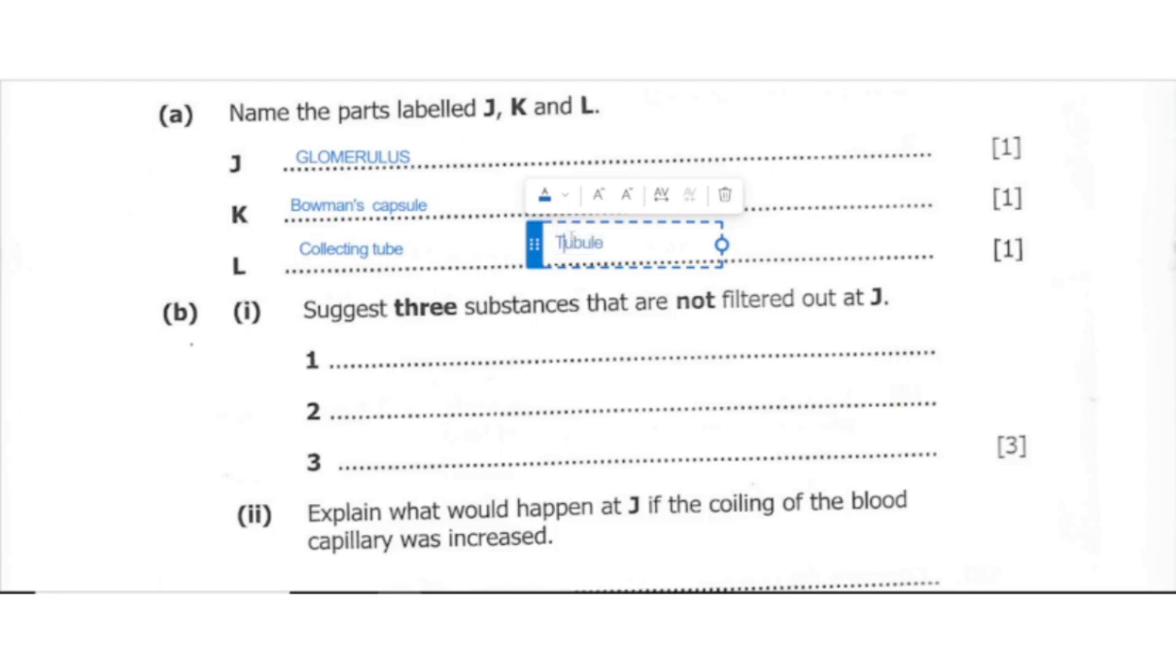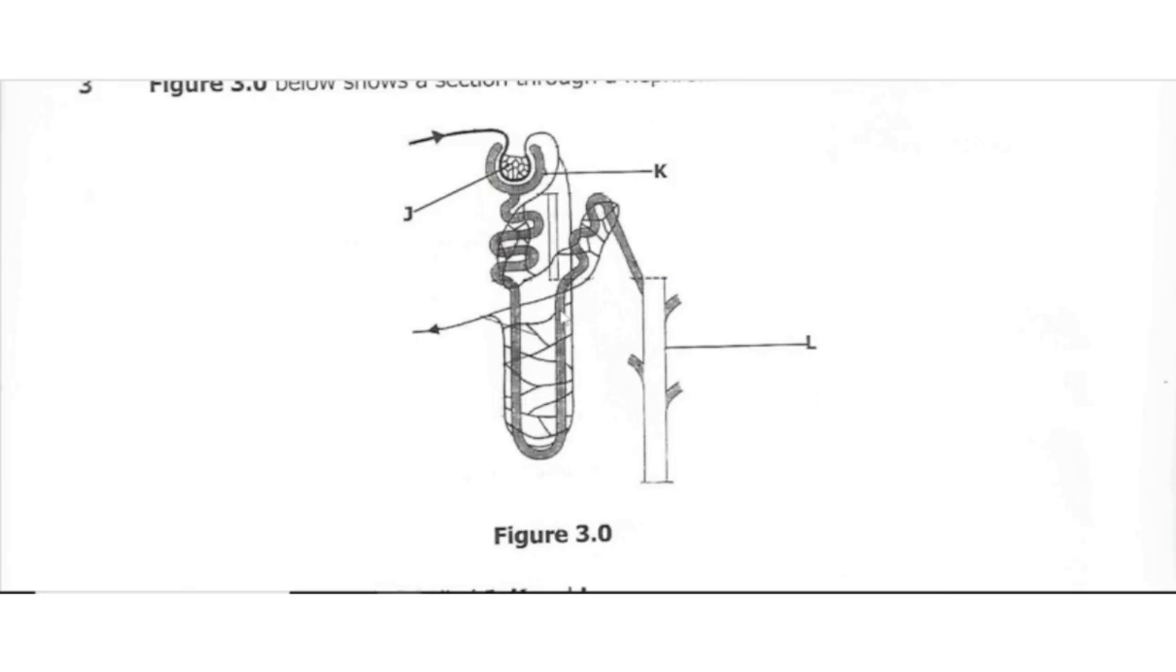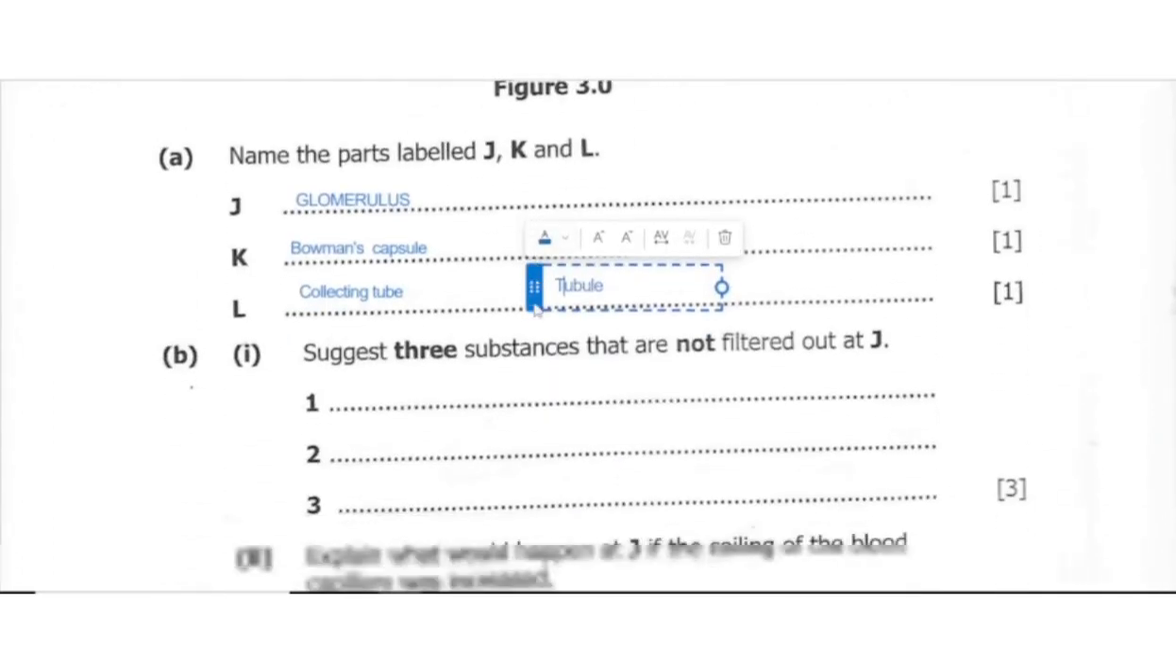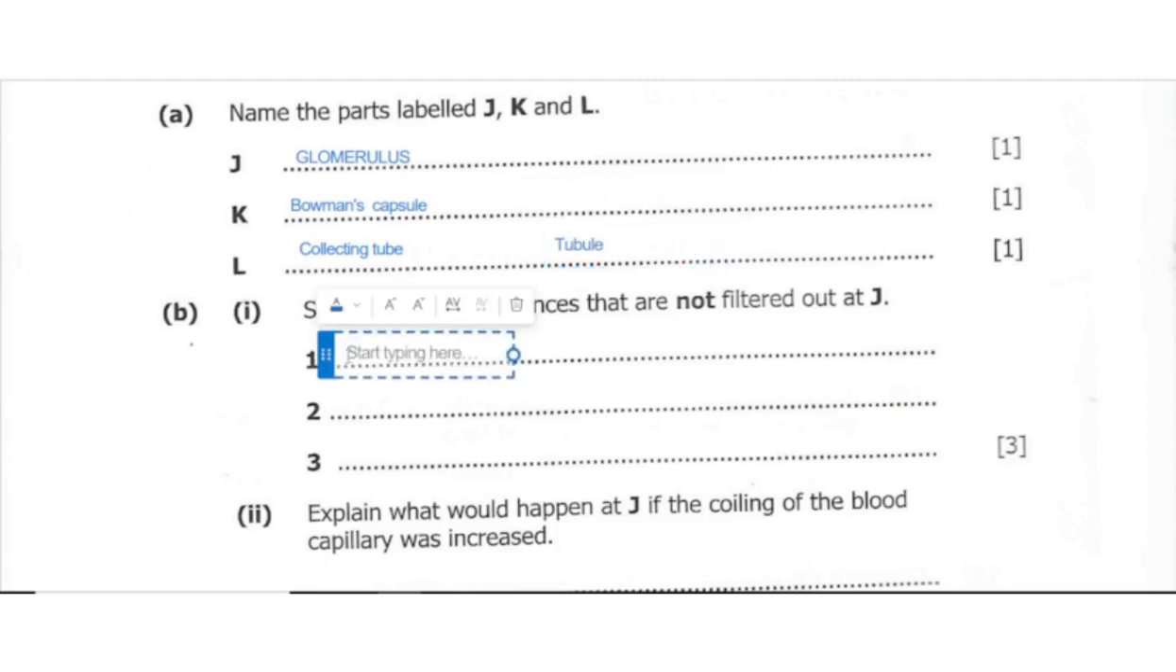So we come to question B, which is suggest 3 substances that are not filtered out at J. So we said J, that is glomerulus. So what are the substances that are not filtered at J?